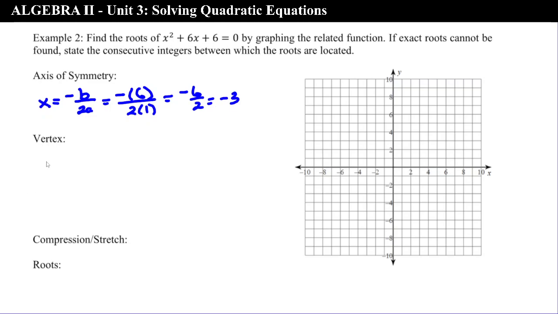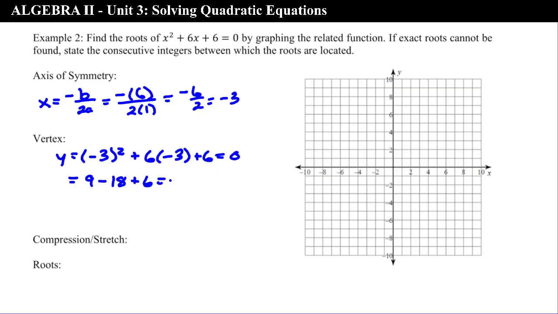Now let's go on to the vertex. Again, we're just going to plug in the x value we just found in, and when we do, we're going to get 9 minus 18 plus 6. And when you put all that together, you end up getting negative 3. So our vertex is at negative 3, negative 3.